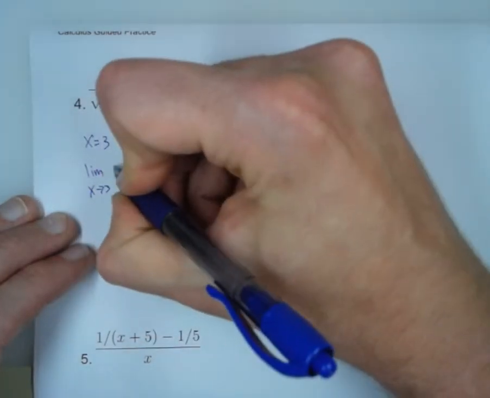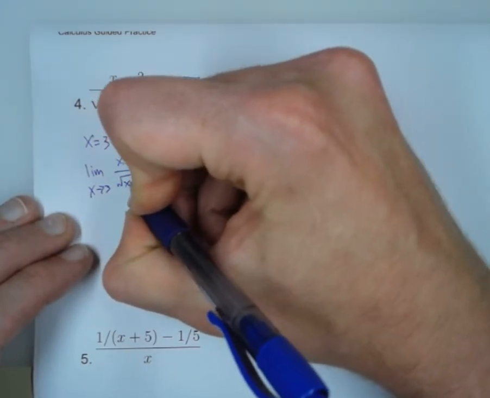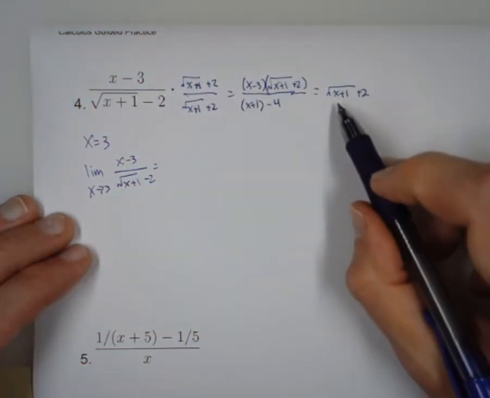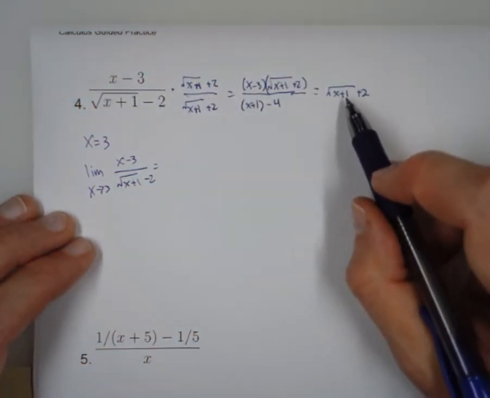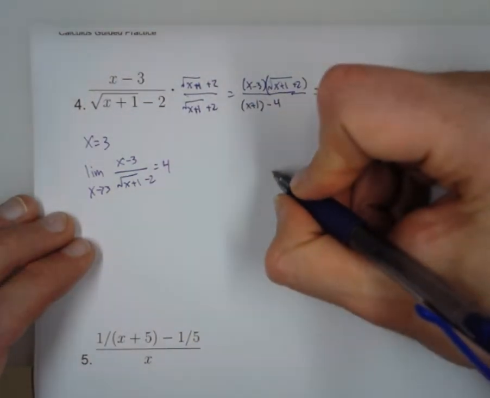So when x approaches 3, we need to figure out what was that value. What should it be in order to be continuous? So I can plug it in here. 3 plus 1 is 4, square root is 2, plus 2 is 4.